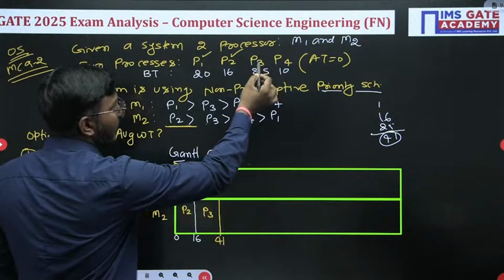Done. At the end, we'll find the average waiting time. So see here, how do we find the average waiting time? Simply write the completion times. First find the TAT.